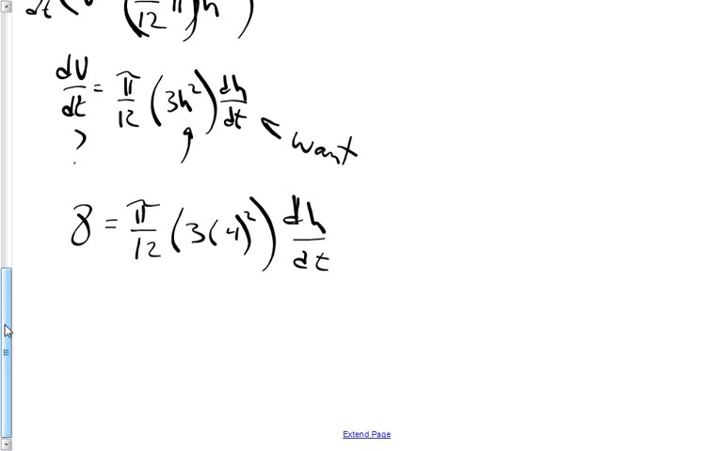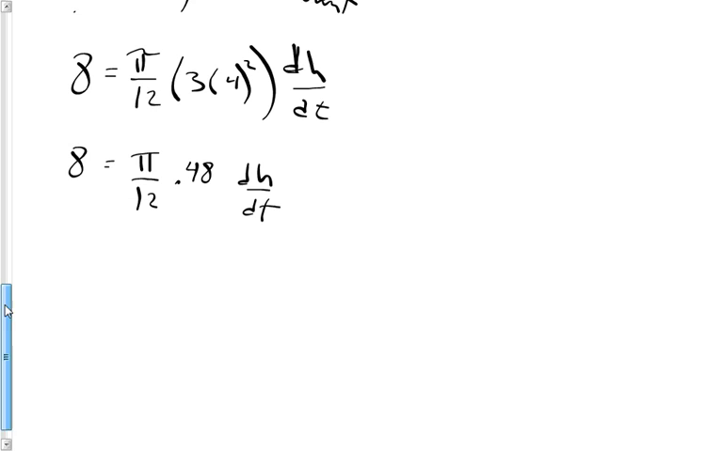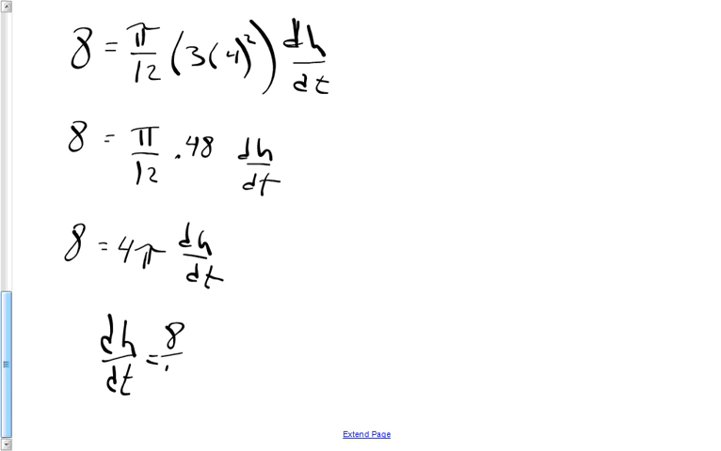Solve for dh/dt. Let's see here. This is pi over 12. 4 squared is 16. 16 times 3 is 48, right? Times 48 times dh/dt. I'm going to simplify the pi, 48 pi over 12 to just 4 pi, right? So that's 8 equals 4 pi dh/dt. So dh/dt is equal to 8 divided by 4 pi. If you want to simplify, you can. It's 2 divided by pi, and that is in what units?